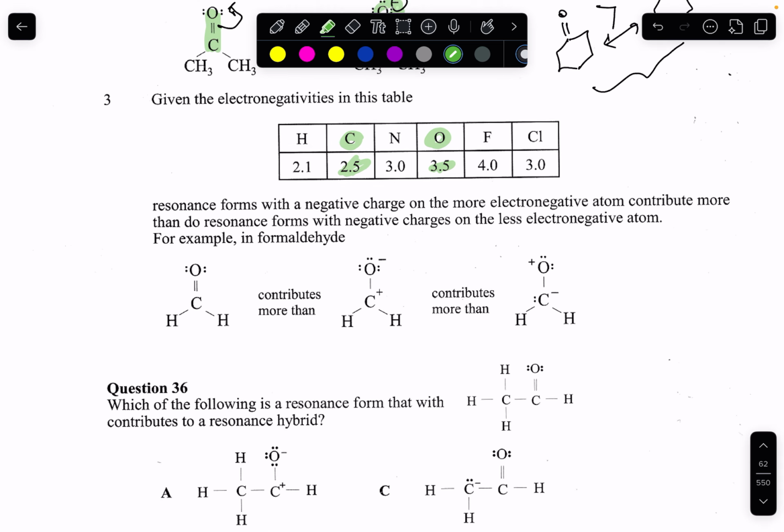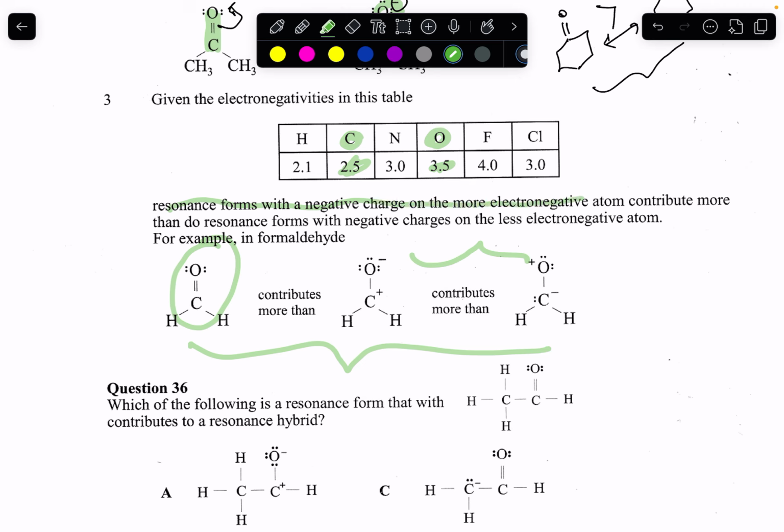And the third one is that you have to compare on the basis of electronegativity. So we have three resonance forms. You can see this one is without charge separation and these two have charges. So the more electronegative atom having the negative charge is more stable. A resonance form with a negative charge on the more electronegative atom contributes more than a resonance form with a negative charge on the less electronegative atom. Makes sense? So in the second one, oxygen is more electronegative and has the negative charge, and here oxygen is more electronegative but it is positive. So negative on the more electronegative atom contributes more.